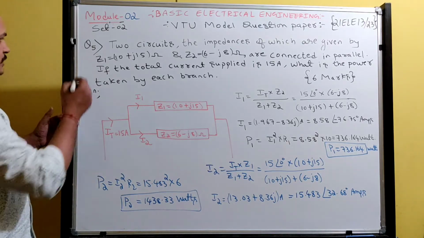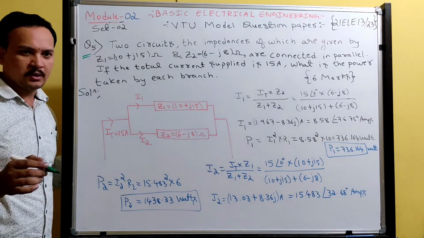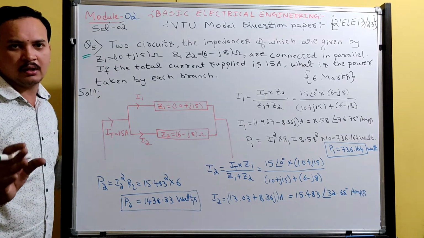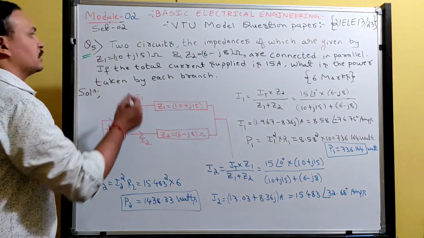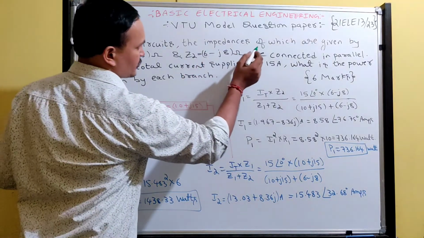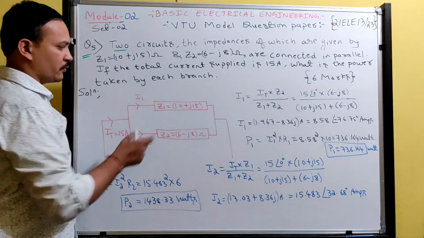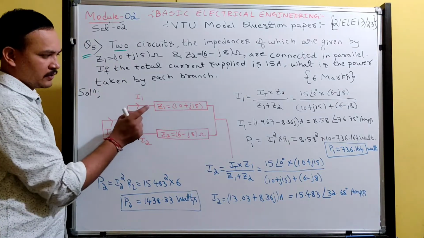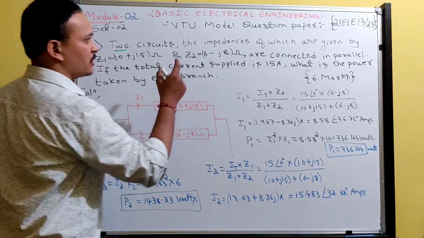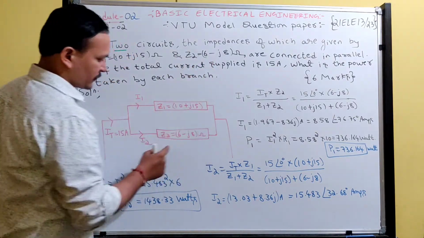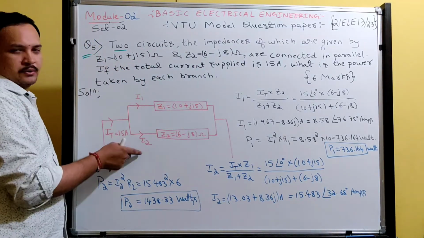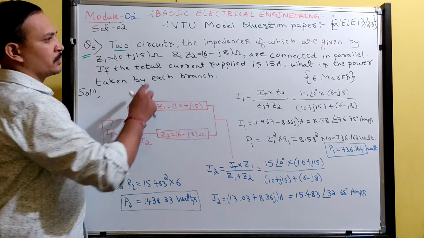So let's see, this problem is very simple. But if you know calculator operation properly, you will get the answer. Otherwise, you get a wrong answer. That's it. So they have given 2 circuits. The impedance of the first branch is 10 plus J15. In another branch, Z2 is 6 minus J8. The 2 branches are connected in parallel.